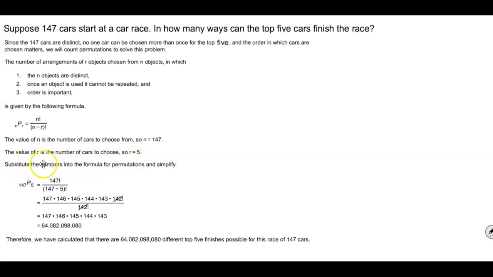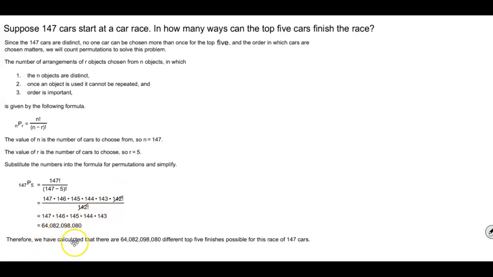So now we're going to substitute the numbers into the formula for permutations and simplify. So we know that we have 147 factorial in the numerator. 147 minus 5 gives you 142 factorial. So now, since we know that we have 142 factorial in the denominator, we can expand the numerator down to 142 factorial. So we have 147 times 146 times 145 times 144 times 143 times 142 factorial. And since we can cancel those, we just multiply the remaining.